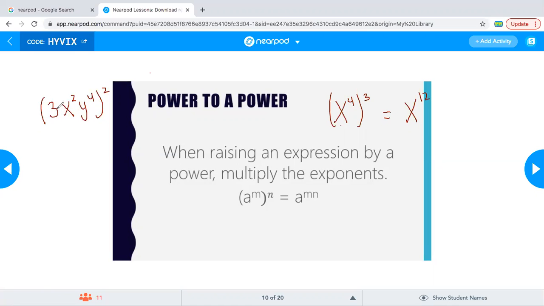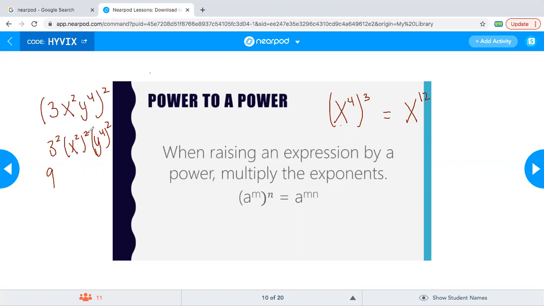No, it's a base. 3 is in the parentheses, so this squared is messing with the 3. It's multiplying by itself. It is 3 squared. So if I broke this down, this is 3 being squared, this is x squared being squared, and this is y to the power of 4 also being squared. So everything in here is being squared. 3 is not being multiplied by 2. 3 is being squared.